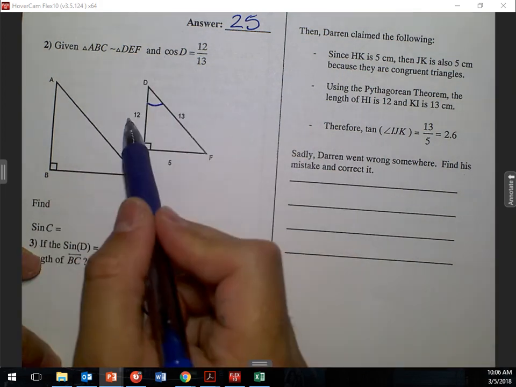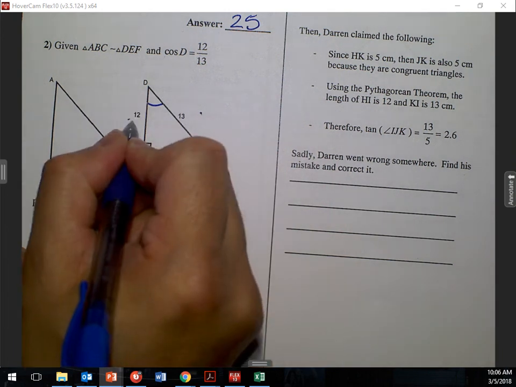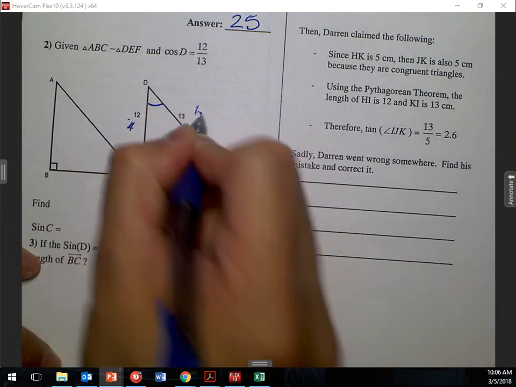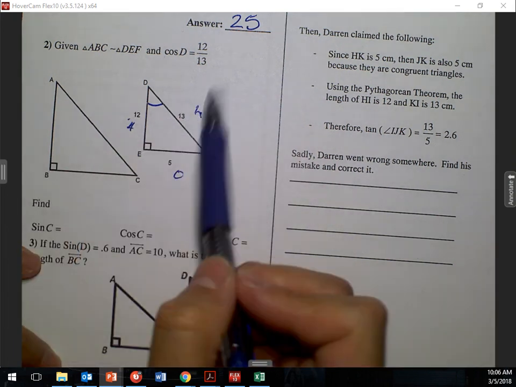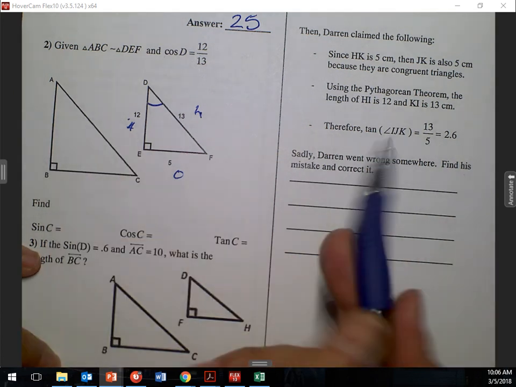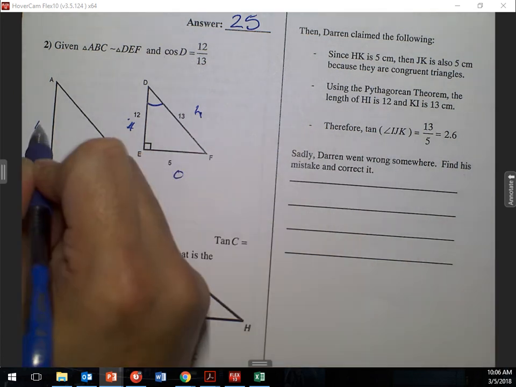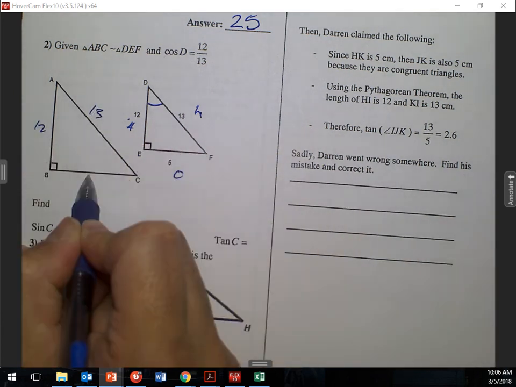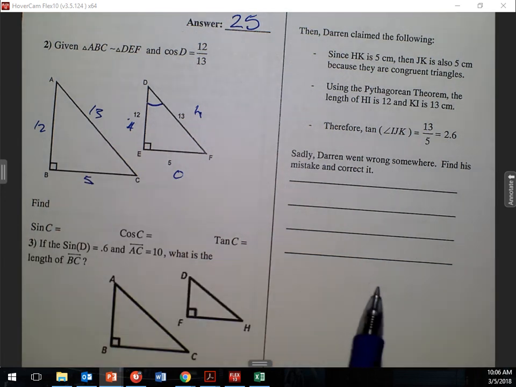Cosine is adjacent over hypotenuse, right? Adjacent, hypotenuse, opposite. So it's going to have the same ratio over here. So it's basically going to be the same numbers: 12, 13, and 5.